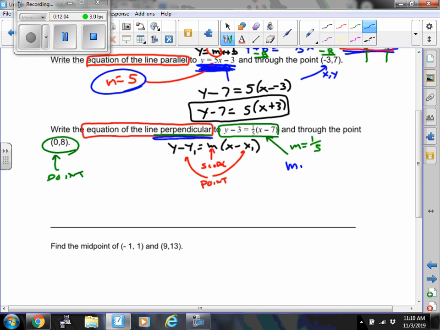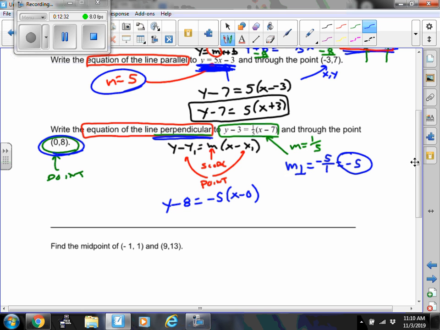So if I want the m perp, well, that just means I flip it over and change the sign. So it's 5/1 and make it negative. I don't want to leave it like that, because if I can simplify it, I get -5. So slope, point, put it together in your form: y minus my y equals m times x minus my x.